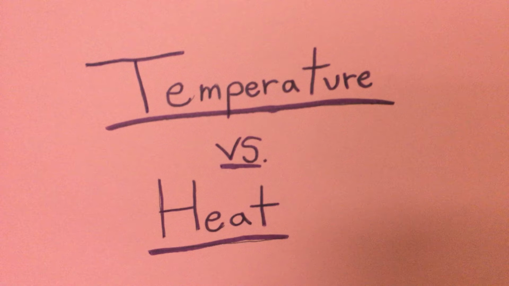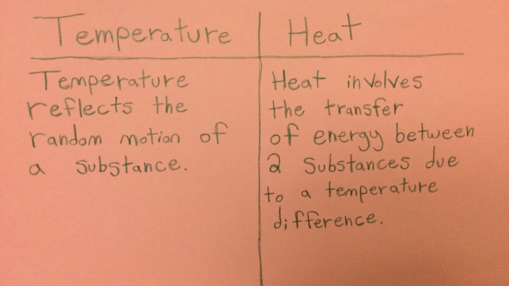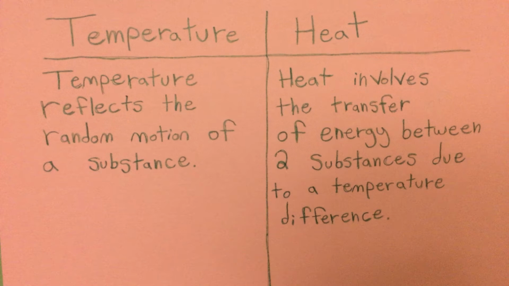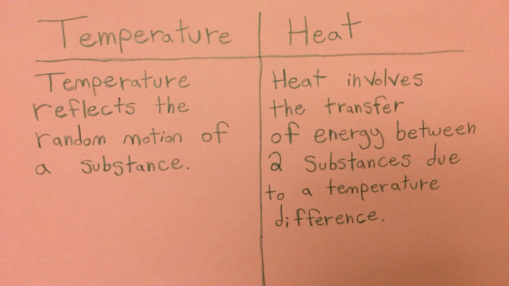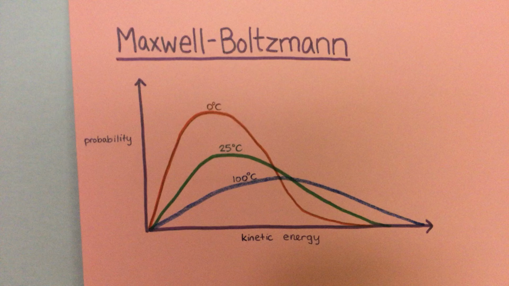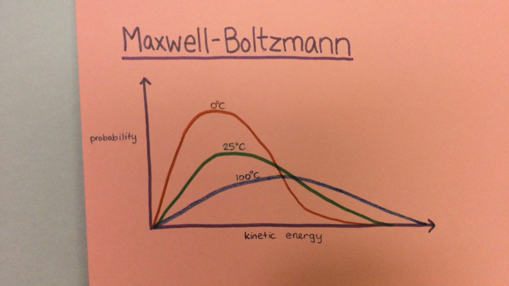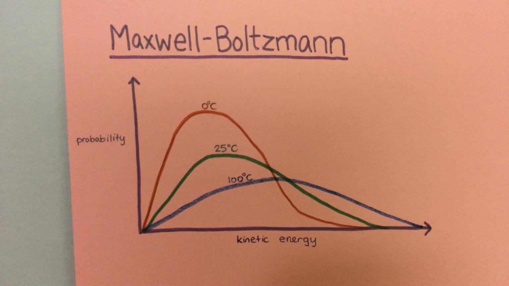Temperature versus heat. Temperature is the random motion of a substance's particles, while heat involves the transfer of energy between two substances due to a temperature difference. The Maxwell-Boltzmann diagram shows that as the average temperature of a substance increases, so does the kinetic energy and temperature range of the molecules.